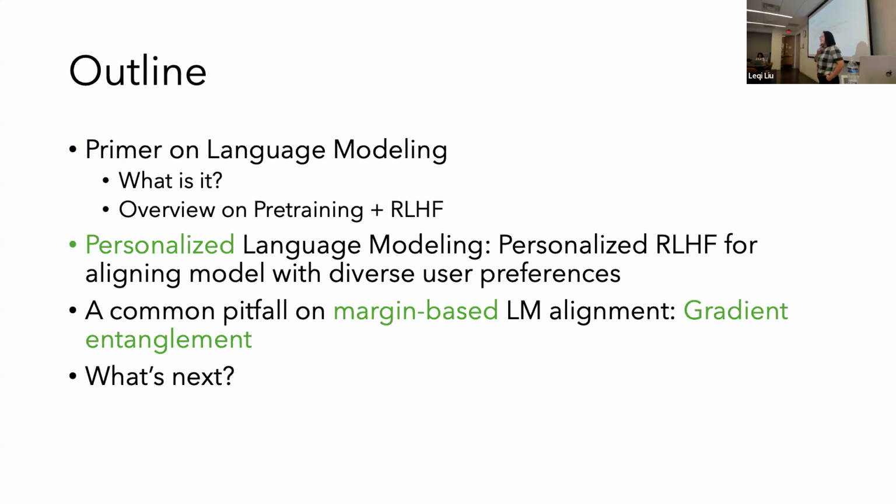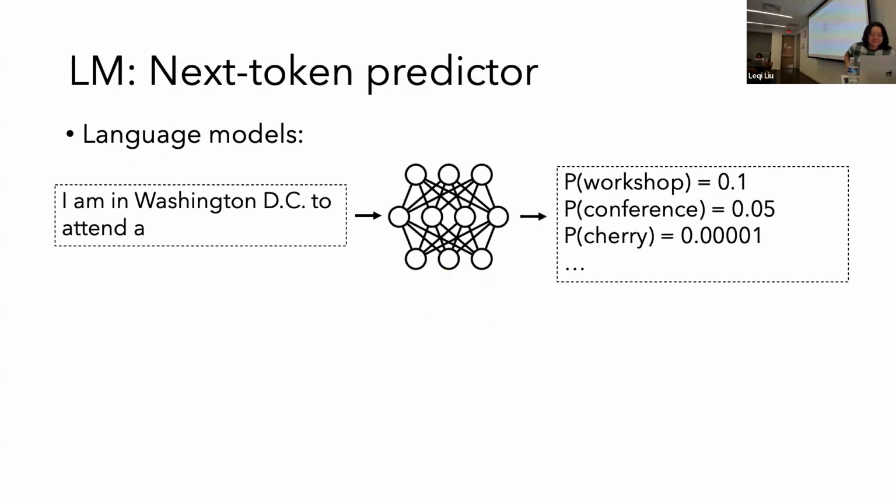We're going to spend 2 to 3 minutes on a primer on language models and how these models are trained. After that, we'll go into how to build a personalized language model under the RLHF framework. Then we'll discuss some common pitfalls of current language model alignment algorithms. And in the end, since I'm new here, I'm going to describe a little bit about our lab and some sample research projects we're looking at. I'm very happy to chat about research, so feel free to contact me.